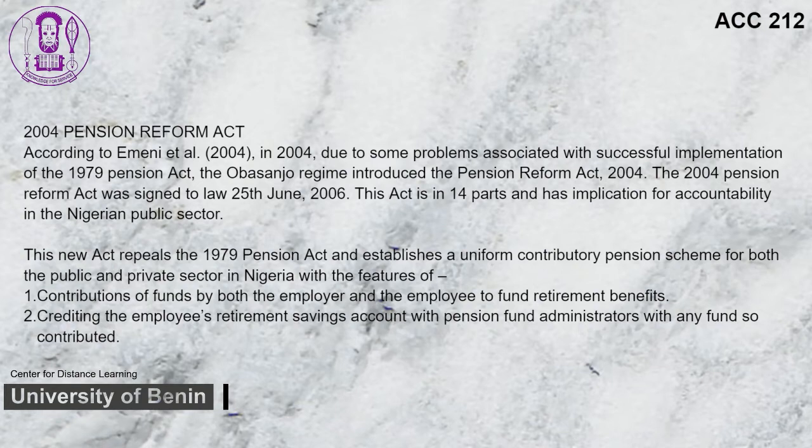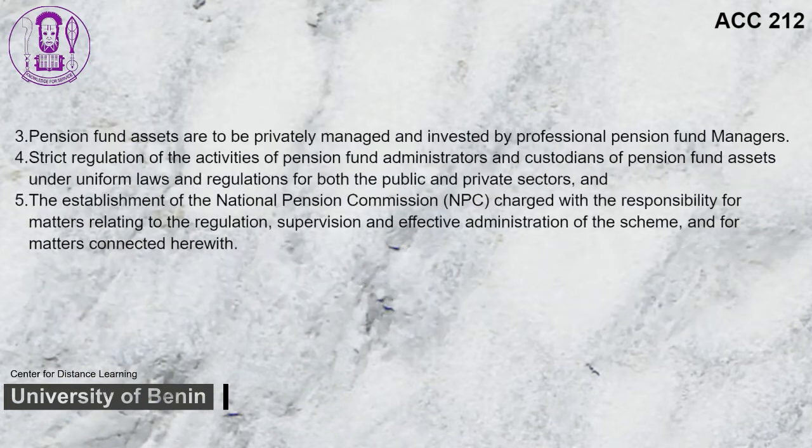This new act repeals the 1979 Pension Act and establishes a uniform contributory pension scheme for both the public and private sector in Nigeria with the features of: 1. Contributions of funds by both the employer and the employee to fund retirement benefits. 2. Crediting the employee's retirement savings account with pension fund administrators with any funds so contributed. 3. Pension fund assets are to be privately managed and invested by professional pension fund managers.